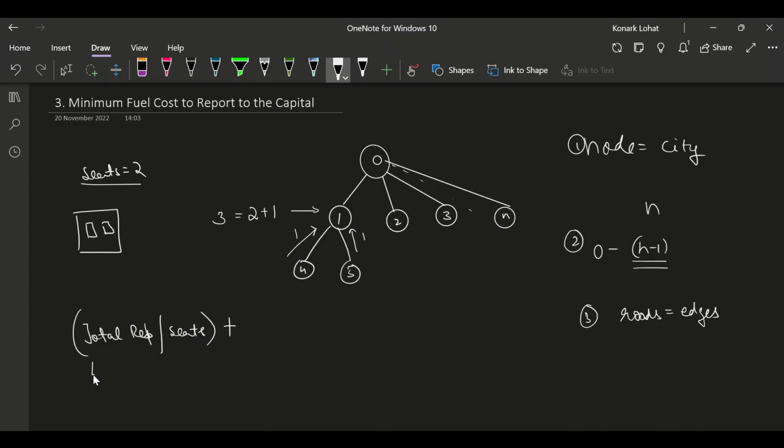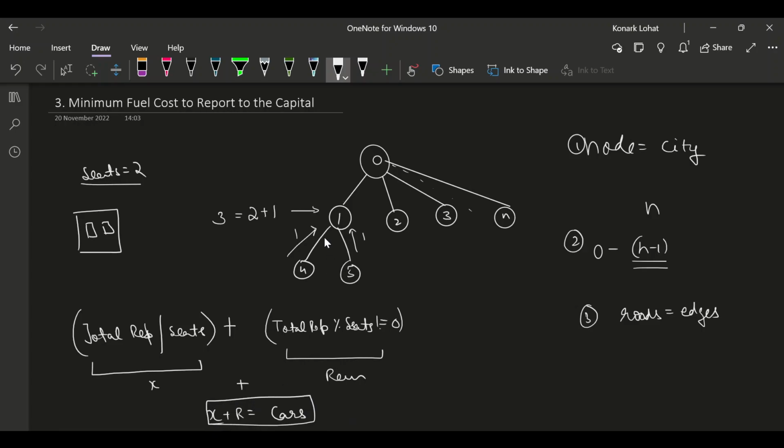Plus, this will be the number of people that will fill all the seats in, let's say, X cars, right? And then we have the remaining. Now we need to count the remaining representatives, and that can be counted by total representatives modulus seats, is not equal to 0 or greater than 0, and these are the remaining representatives. So the sum of both, x plus remaining, will be equal to the number of cars that we will send further on.